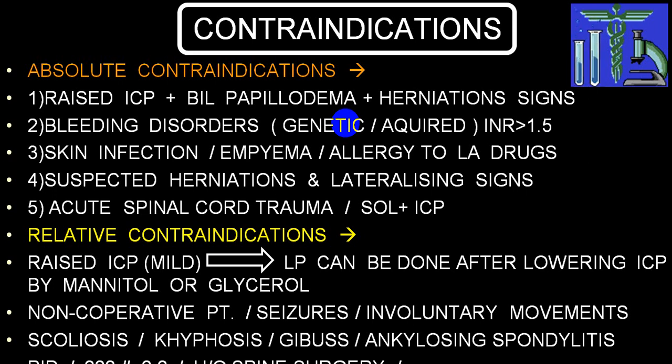acute spinal cord injury, particularly if the person has a cervical spine injury or lumbosacral spine injury, or a person who has an SOL with raised intracranial pressure, where the intracranial pressure may not be so much elevated, but this will precipitate herniation, or what we call coning. So that should be kept in mind.